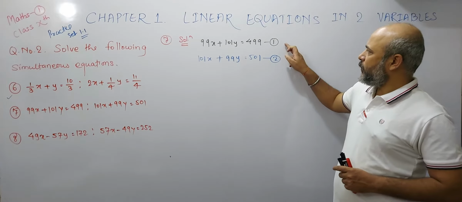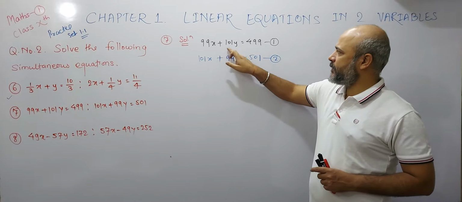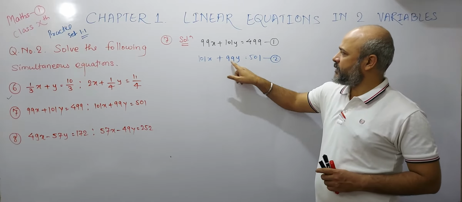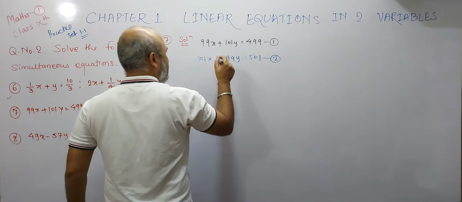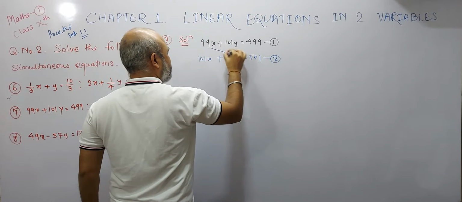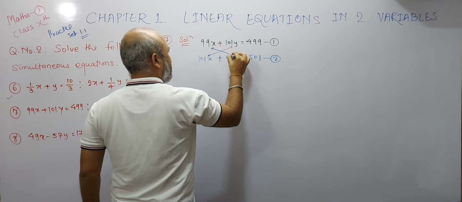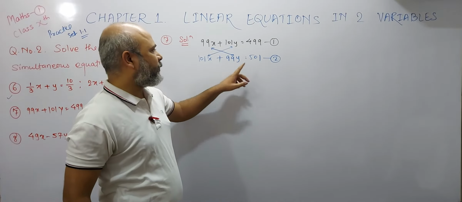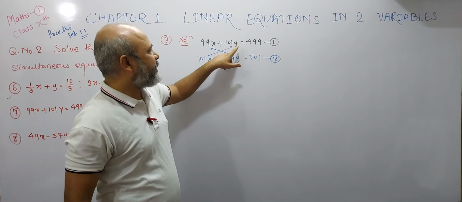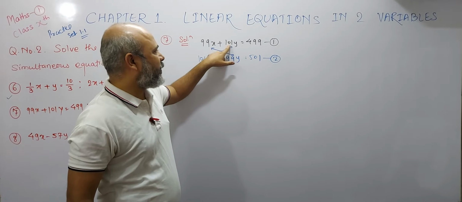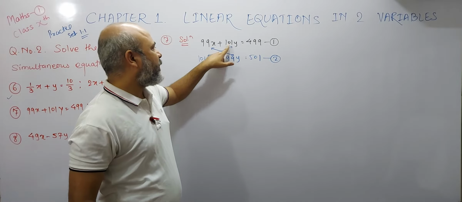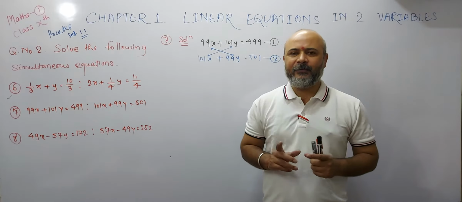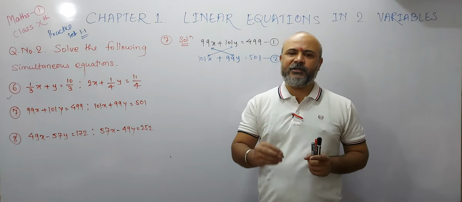Okay, now students, observe equation number 1, that is 99x plus 101y, and in the second equation 101x plus 99y. The coefficient of x in equation 1 is the coefficient of y in equation 2, and similarly the coefficient of y in equation 1 is the coefficient of x in equation 2. Means the coefficients of x and y are interchanged in equations 1 and 2.